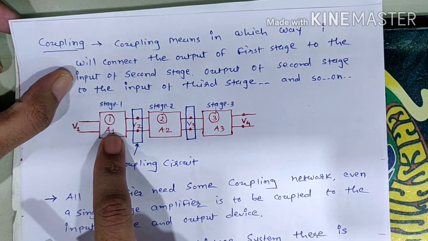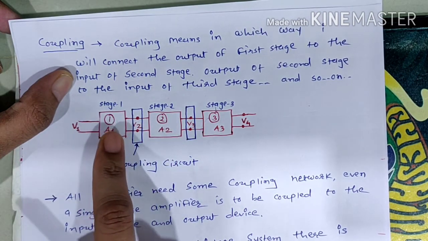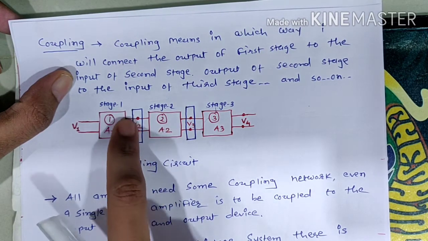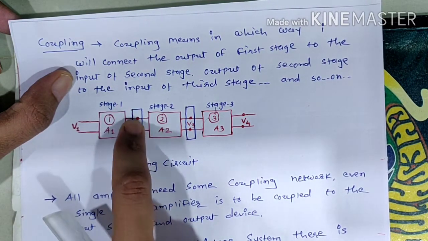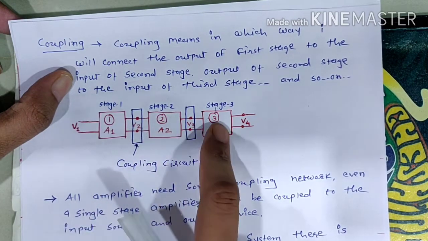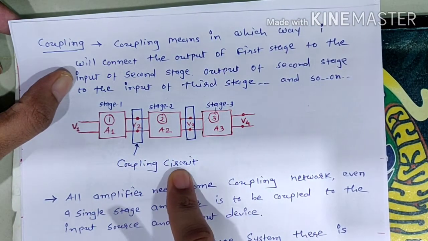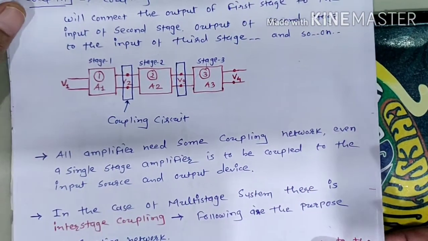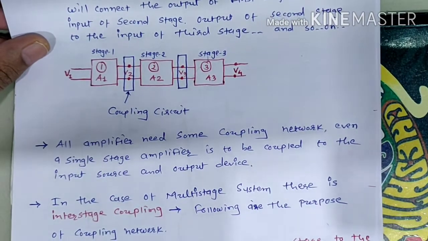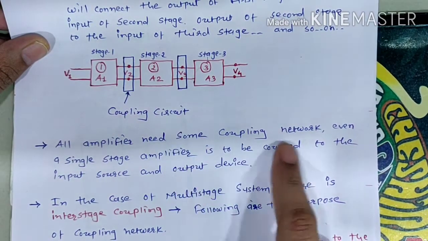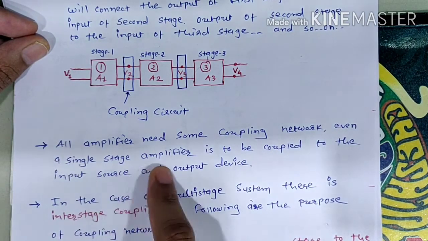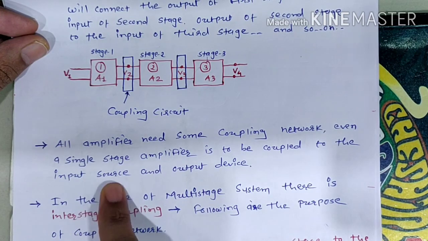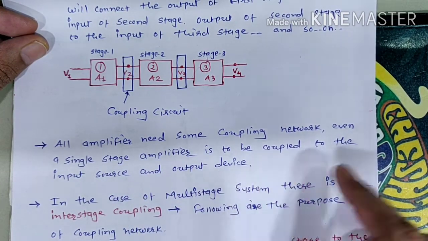But there are several ways to couple the two amplifier stages. This particular circuit we are connecting between stage 1 and 2, stage 2 and 3, and so on, is called the coupling circuit or coupling network. Actually, all amplifiers need some coupling networks. Even a single stage amplifier is to be coupled to the input source and output device.